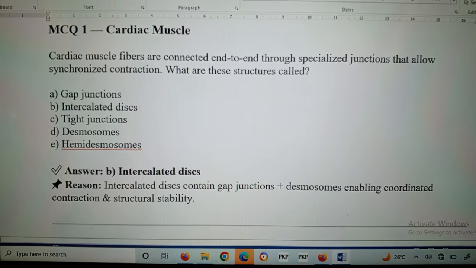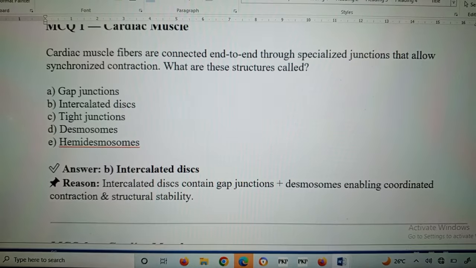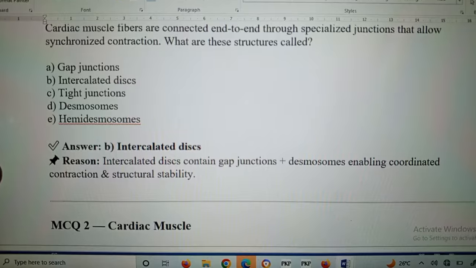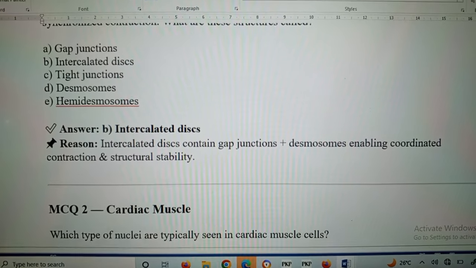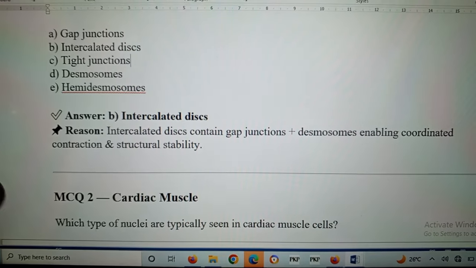regarding the cardiac muscle. Cardiac muscle fibers are connected end to end through specialized junctions that allow synchronized contraction. What are these structures called? These structures are called intercalated discs. Intercalated discs contain gap junctions plus desmosomes enabling coordinated contraction and structure stability.